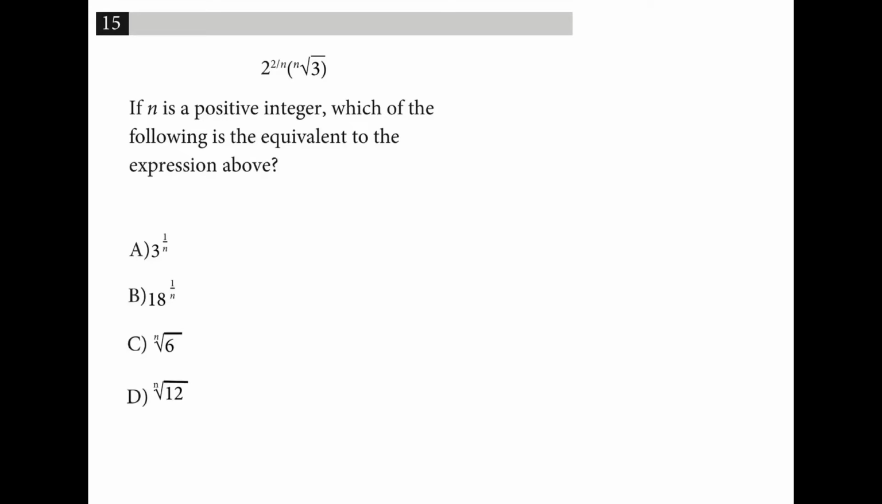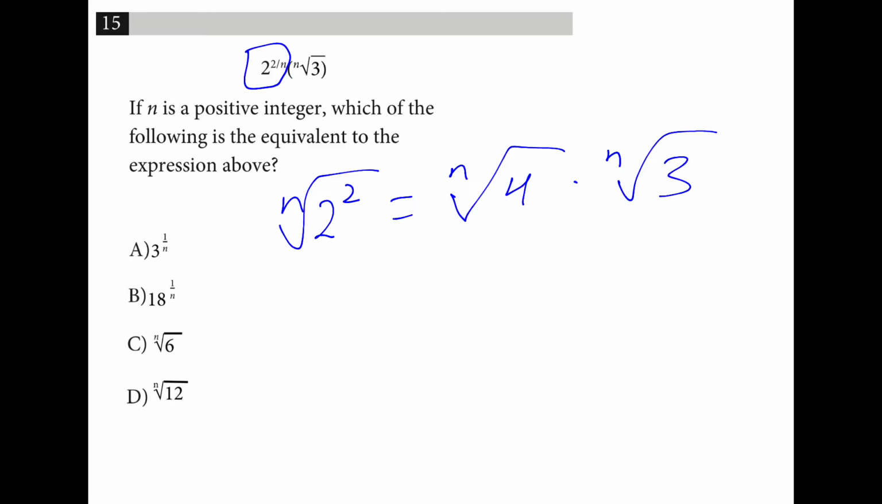We can rewrite this part of the equation as the nth root of 2 squared, because the denominator is the root and the numerator is the power. This can also be written as the nth root of 4, because 2 squared is 4. If I multiply that by the nth root of 3, they have the same root, so this becomes the nth root of 12.